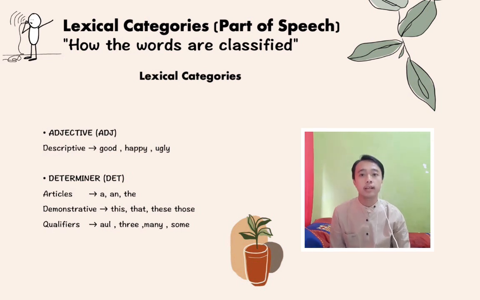And then the next lexical category is determiner. Determiner is used for words that specify something about a noun. Determiner has 3 subtypes. The first is articles, for example a, an, and the. The second is demonstrative, for example this, that, these, and those. And then the third is qualifiers, for example all, three, many, and some.